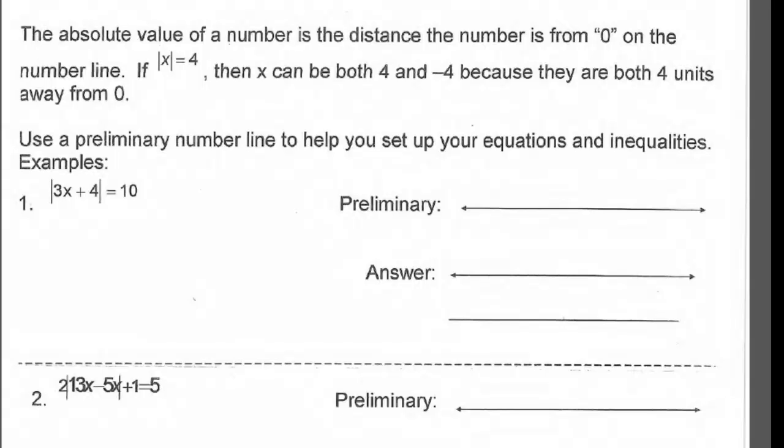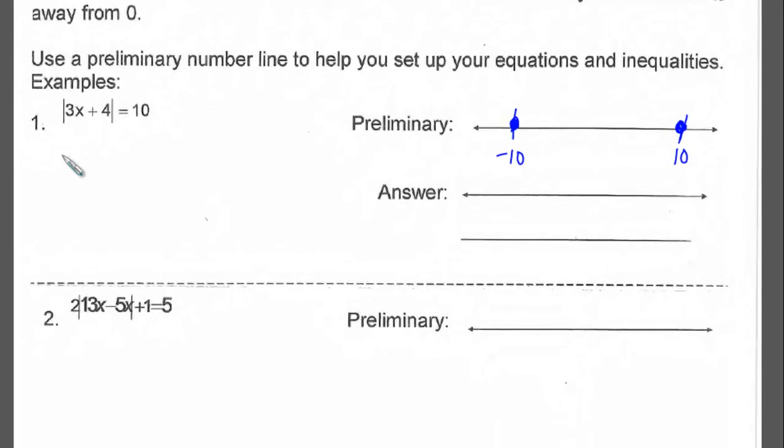Let's look at example 1. The absolute value of 3x plus 4 is equal to 10. A preliminary number line would tell us that the answer is between negative 10 and positive 10 units away from 0. But we need to find the actual answer. To do that, we set up the equation.